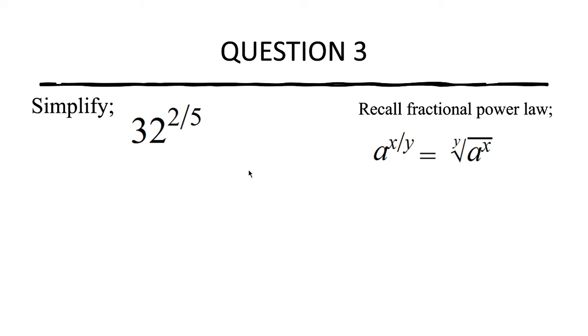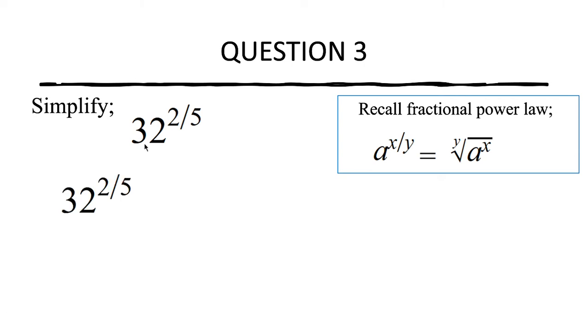So in this case, what we do first is to raise 32 to the power of 2. So 32 to the power of 2, that's it. As you can see, a to the power of x.